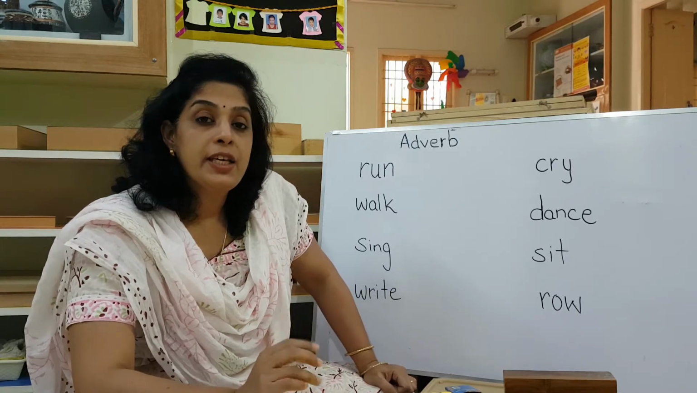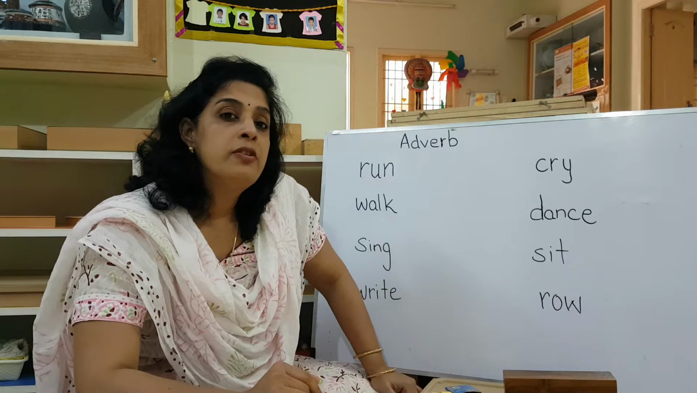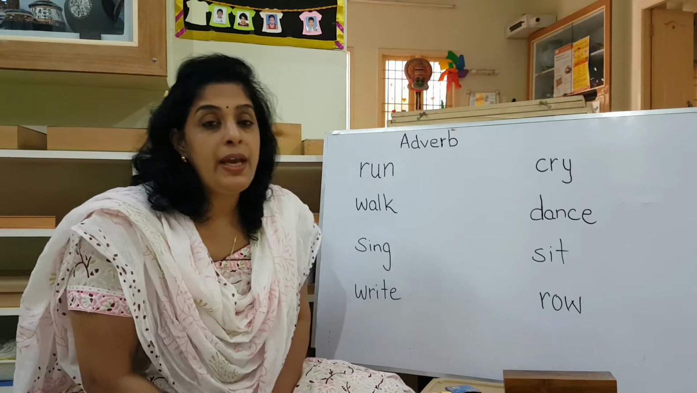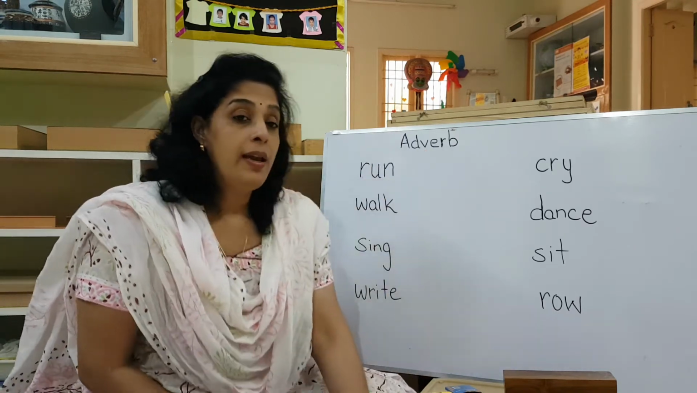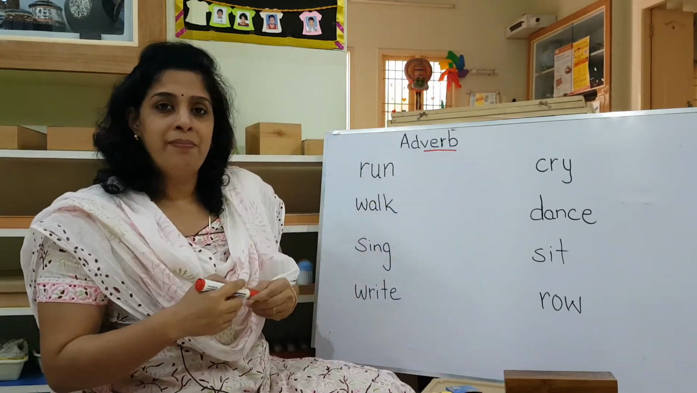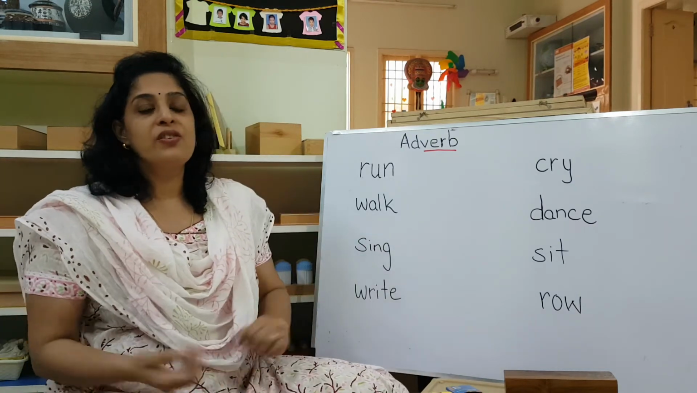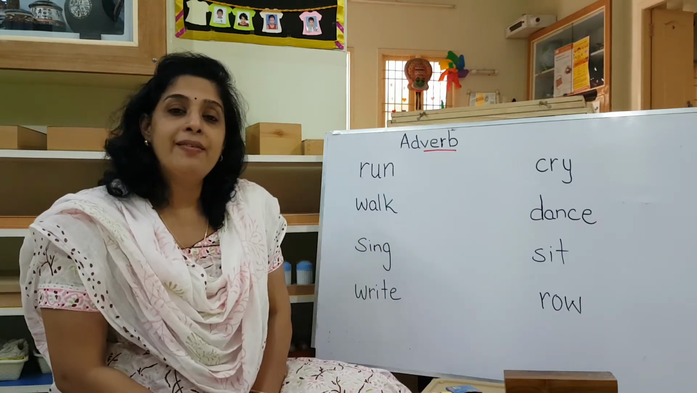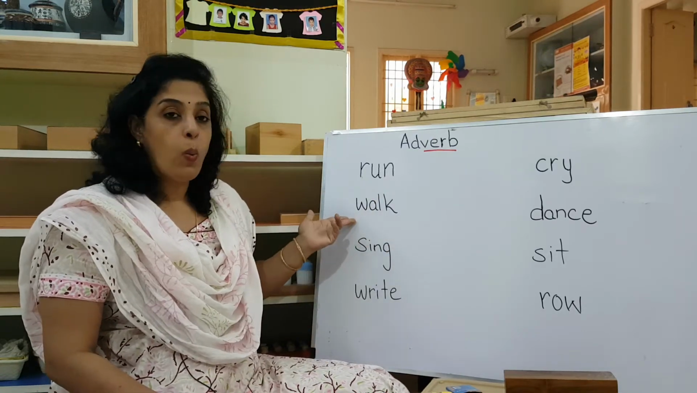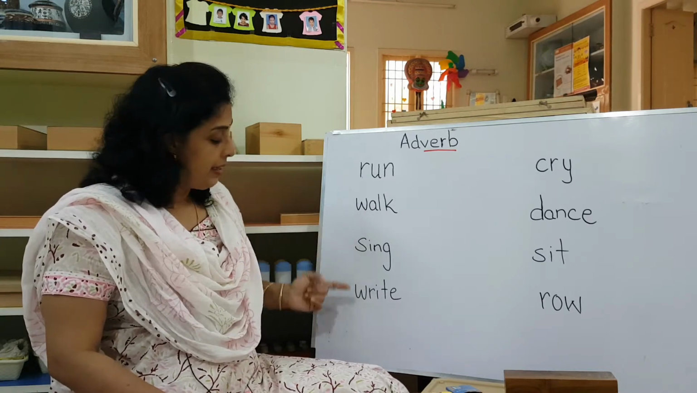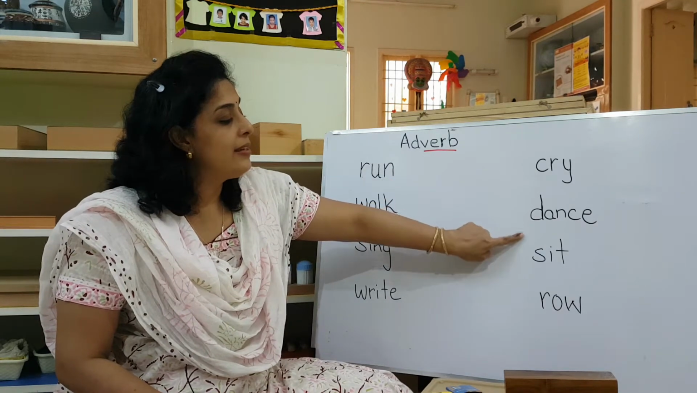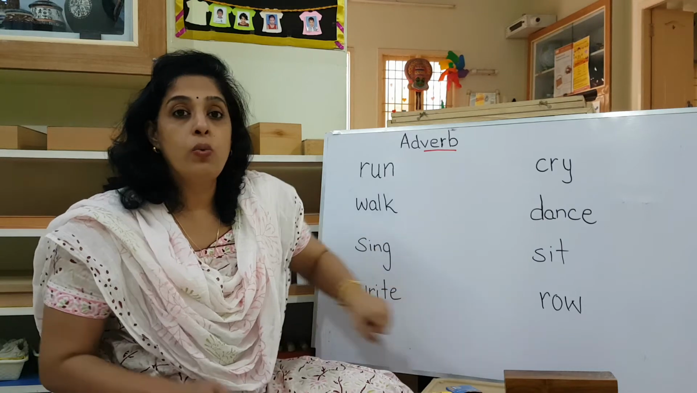The next exercise that you have to do on page number 32 is about a new concept which is called as adverb. Okay, adverb. Last week I taught you about verb. You remember? What is verb? The most easiest of all for you to find out. What is a verb in a sentence? It is any action word like run, walk, sing, write, cry, dance, sit and row.